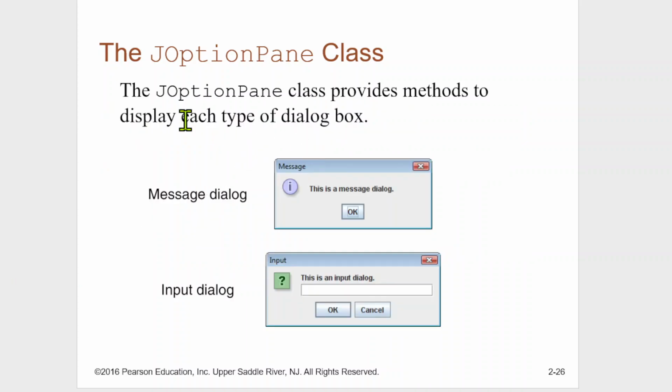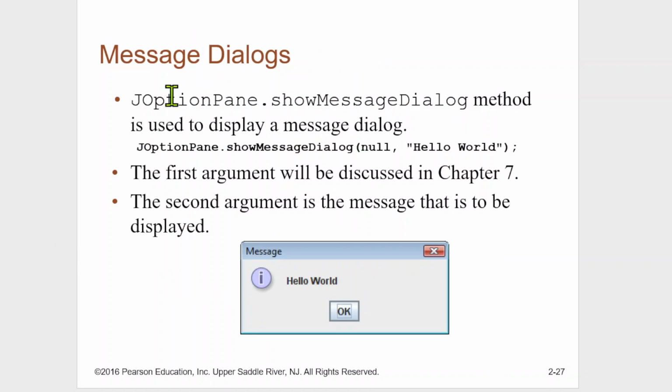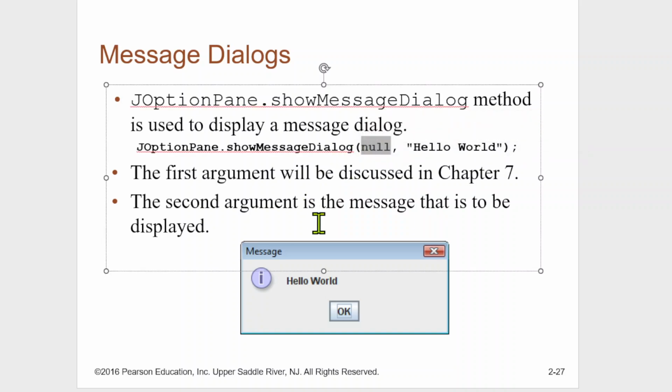JOptionPane provides methods to display each type of box. You can get a dialog that has a message, you hit OK, then you have an input dialog box. Okay, message dialogs are used to display a message: JOptionPane.showMessageDialog(null, "Hello world"). The first argument will be discussed in chapter 7, so we're not going to worry about null right now. Just the second argument is the message to be displayed. So just know you have to put null there for it to work. It's kind of like a lot of the other code. You've got to put it there. We'll figure it out later as we go along.